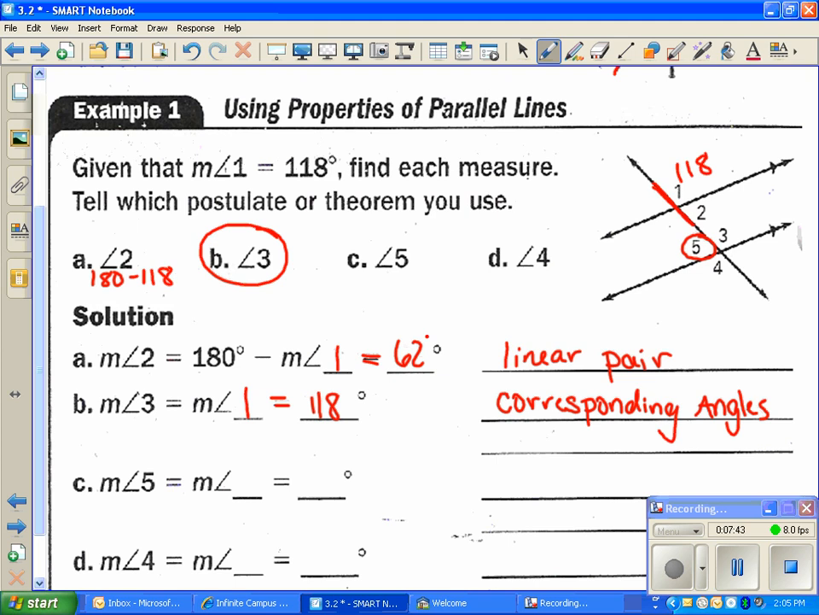A couple of different ways you can figure out angle 5. Anybody got one to give me? All right, Travis? The same thing as angle 1. Okay, not the same as angle 1, because angle 1 is an exterior angle. Angle 5 is interior across the transversal.